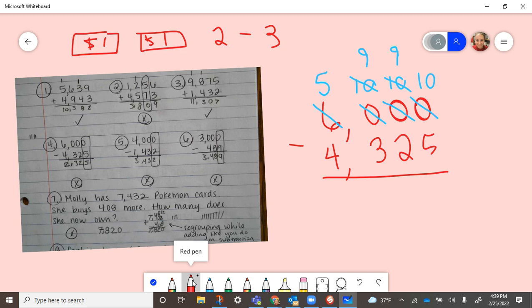So 10 minus 5 is 5. 9 minus 2, you can count backwards. So put 2 in your mind, in your brain, and then you're going to count on. So 2, and then you're going to count on 3, 4, 5, 6, 7, 8, 9. That's 7. And then the same thing, put 3 in your mind, in your brain, and then count on with your fingers. 4, 5, 6, 7, 8, 9. That's 6. And then 5 minus 4 is 1. So 1,675.